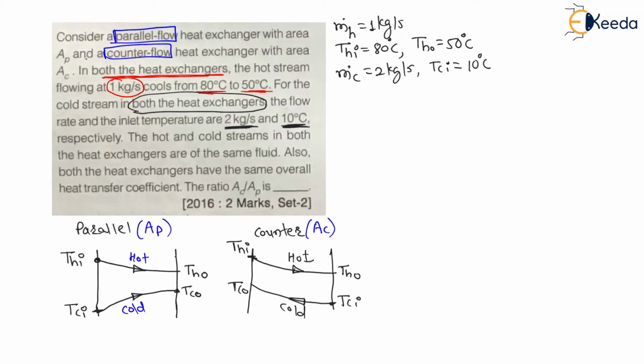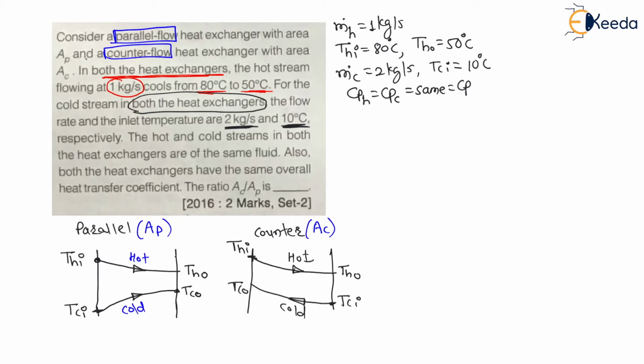Right. Then, respectively, the hot and cold streams in both the heat exchangers are of the same fluid. Means here the hot stream in case of parallel and counter, as well as the cold stream in both, is of the same fluid. Let us say it may be water. Here hot and cold fluid in both cases is water, for example. Therefore, can I say here the specific heat of hot fluid is equal to the specific heat of cold fluid in both cases, which is nothing but Cp.